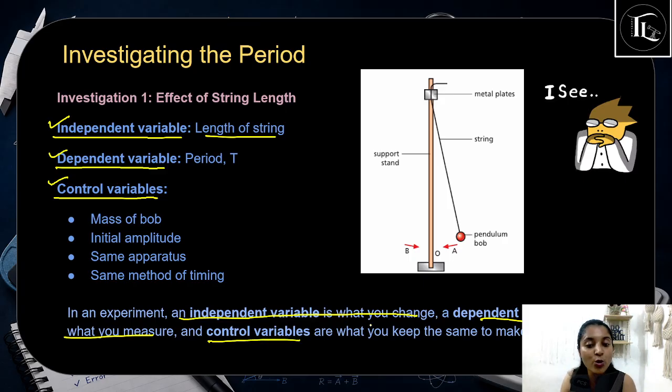Then come the controlled variables. These are things that we are going to keep the same to keep the test fair. So we have to keep the mass of the bob or the initial amplitude the same, the apparatus the same, and the same method of timing. So control variables are things that we have to keep the same. I hope this is clear.